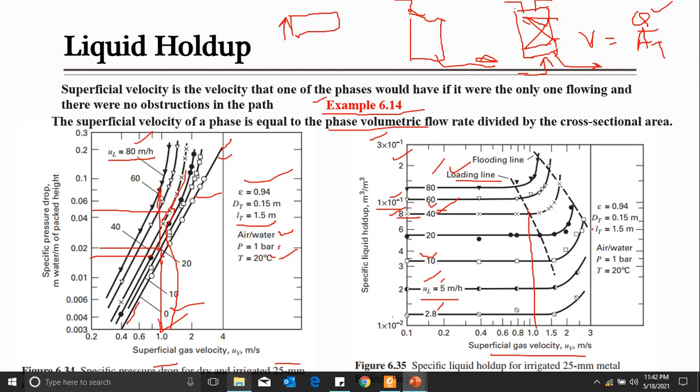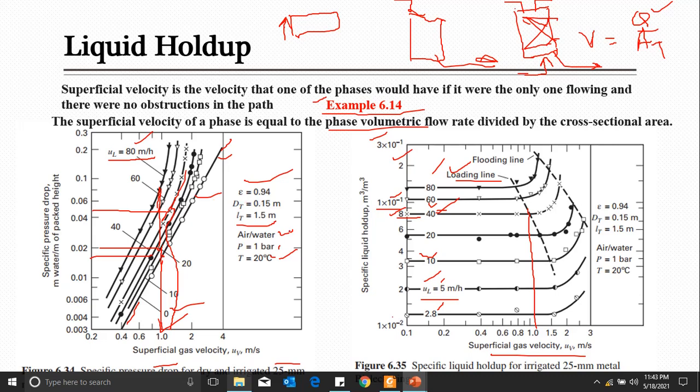So when you reach this limit, the loading point was the point up to where the liquid hold up is not affected by the superficial gas velocity. But when you jump beyond this point, it is affected and liquid hold up starts increasing inside the column, and due to that there will be high pressure drop inside the column.